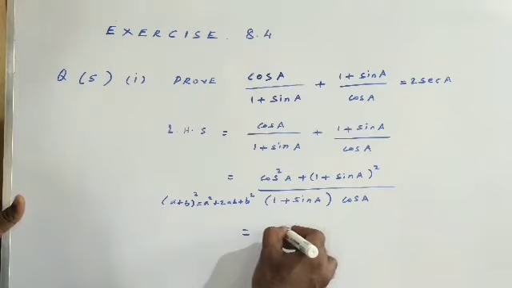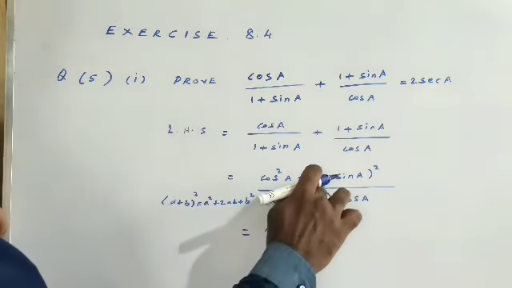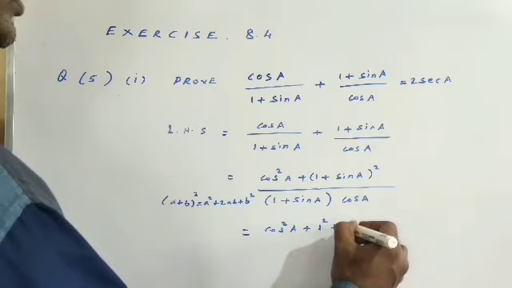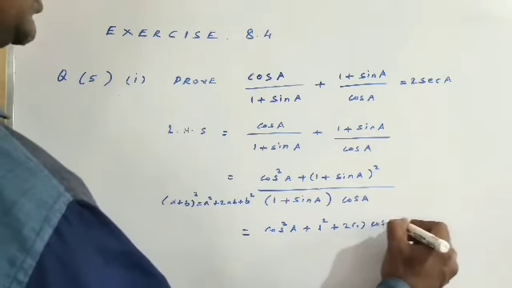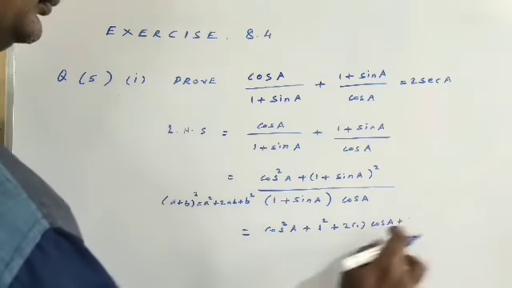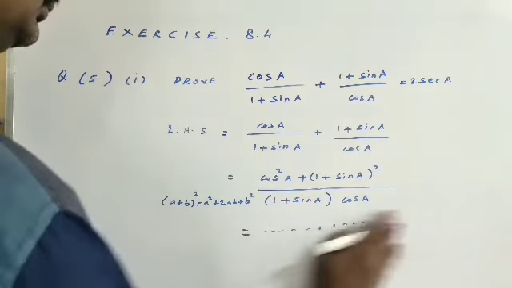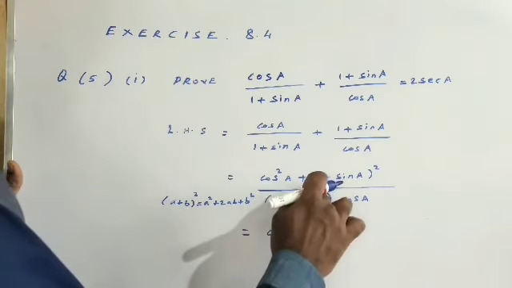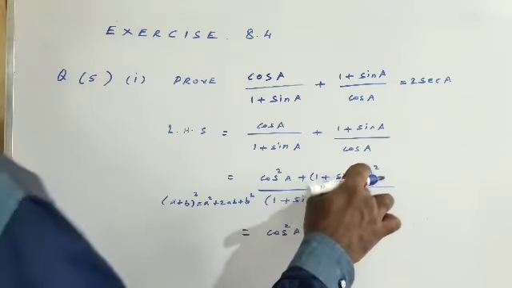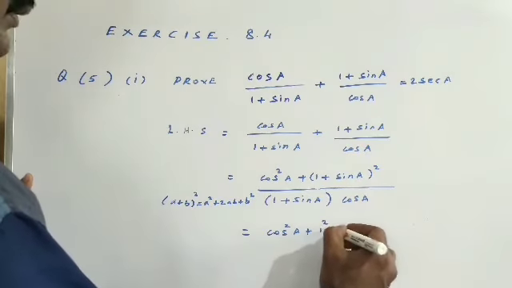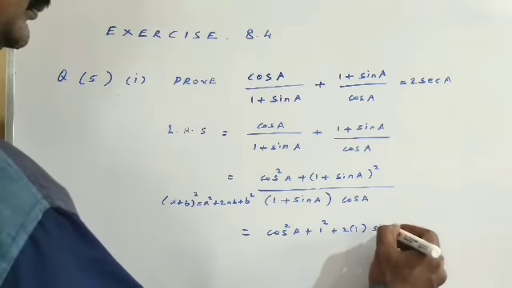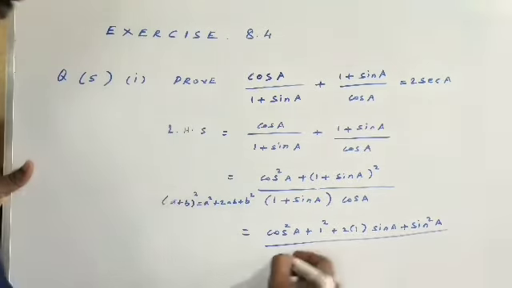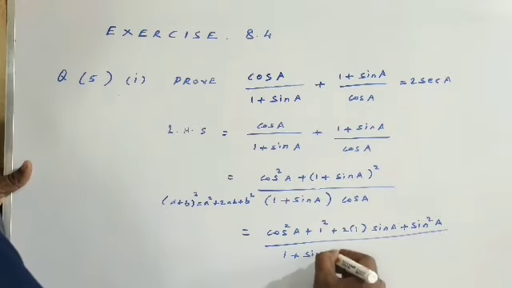Just expand: cos square A plus, in the position of A, 1, and in the position of B, sin A. So A square, that is 1 square, plus 2AB, plus B square, that is sin square A. The denominator is 1 plus sin A into cos A.